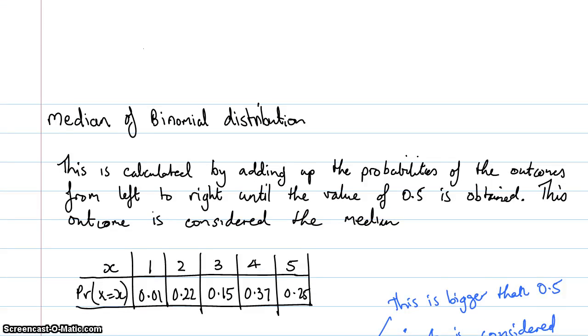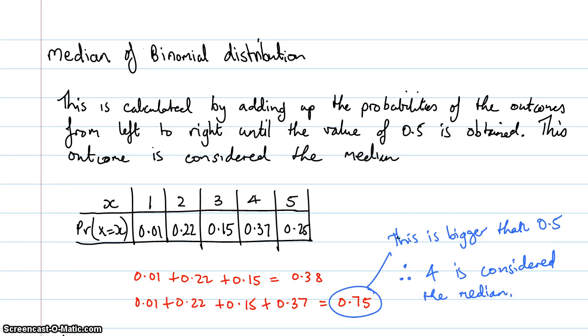In this case, I've got the probability table here. Let's say this maps the binomial distribution when 5, or 4, or 3, or 2, 1 is the desired number of outcomes, and I start adding them up. 0.01 plus 0.22 plus 0.15 is only 0.38, but when I add in the 0.37, I end up getting above 0.5. So therefore, 4 is considered the median in this case. It's exactly the same as when we were doing the probability distributions.